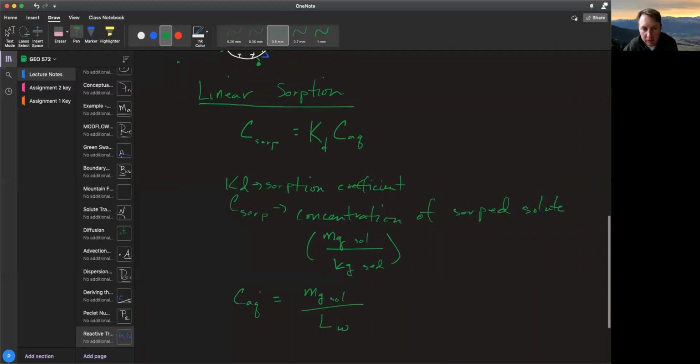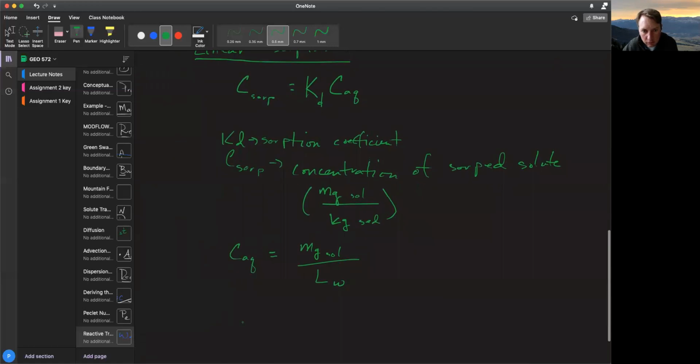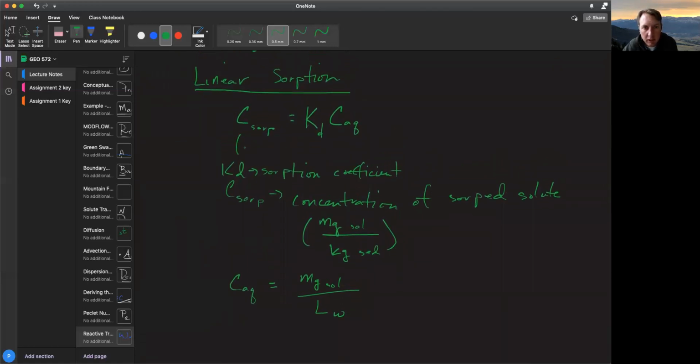Okay, so let's think about what the units of KD are. If I do a unit analysis here, I've got milligrams of solute per kilogram of sediment, and this is milligrams of solute per liter of water. For these two sides to have the same units, this needs to be liters of water, and this needs to be kilograms of sediment. So KD has this unit of liters of water per kilogram of sediment. It's a weird unit, but it's the linear relationship between the aqueous concentration and the sorbed concentration.